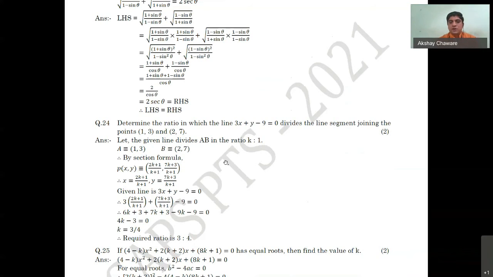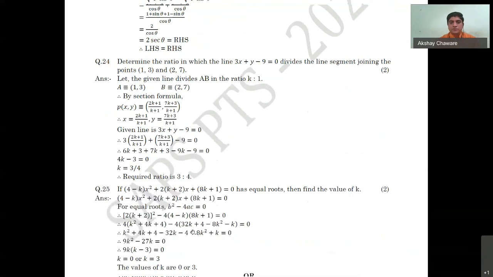If we apply the section formula using ratio k is to 1, okay, so 2k plus 1, simple section formula, we will get the values of x and y, and we put these values of x and y in this equation. Why? Because this line divides the given line segment at one point, and that point lies on both the line 3x plus y minus 9 and the line segment joining these 2 points. So that point will satisfy this given linear equation also. So we will substitute x and y here, and we will get the value of k as 3 by 4, and that is the required ratio, 3 is to 4.